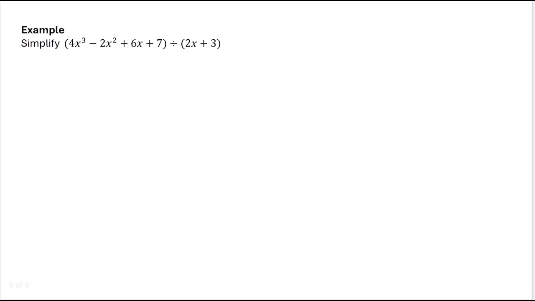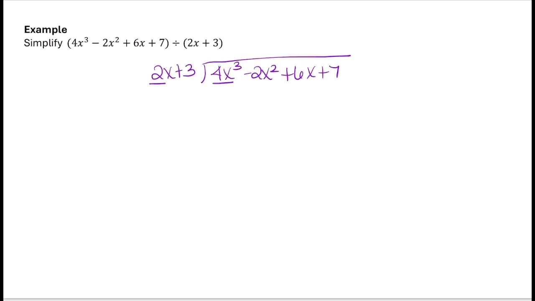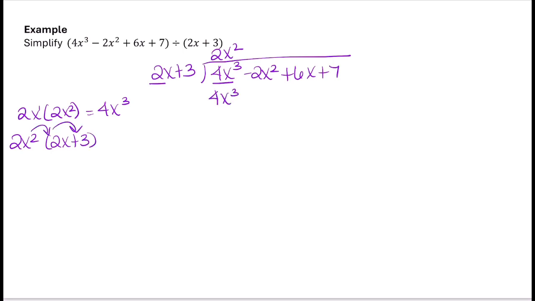So now let's go ahead and simplify this by division. So I have 4x cubed minus 2x squared plus 6x plus 7 divided by 2x plus 3. Okay, so now we need to ask ourselves, 2x times what equals 4x cubed? Well, 2 times 2 is 4, and then x to the 1 times x squared is 4x cubed. So we have 2x squared here, and then I take 2x squared and multiply by 2x plus 3. So when I distribute that, I get 4x cubed and then plus 6x squared.